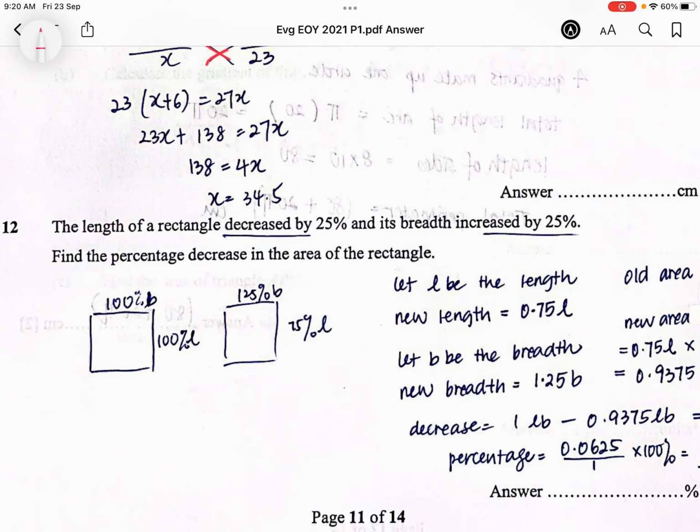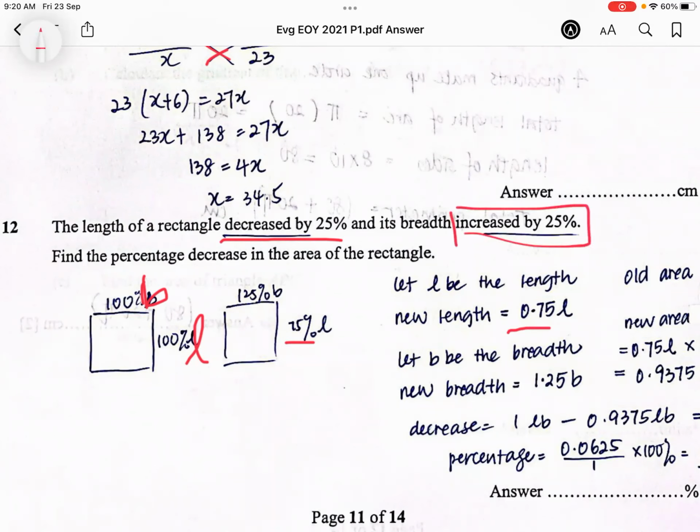I let the length be L. Don't know what it is, so let it be L. Instead of a number, I just let it be algebra. Then the breadth, I don't know, then let it be B. Instead of a number, I let it be a letter. Now, question says decrease by 25%. 100%, I decrease by 25%, left with 75%. And 75% in decimal? Well, 0.75. Next one, increase by 25%.